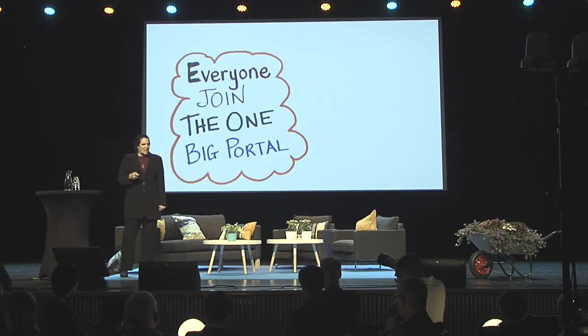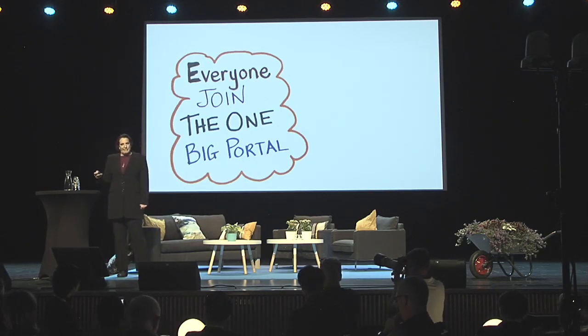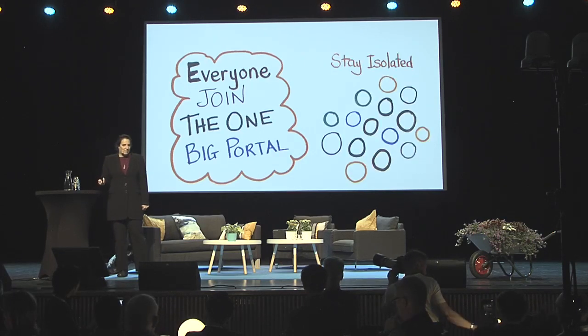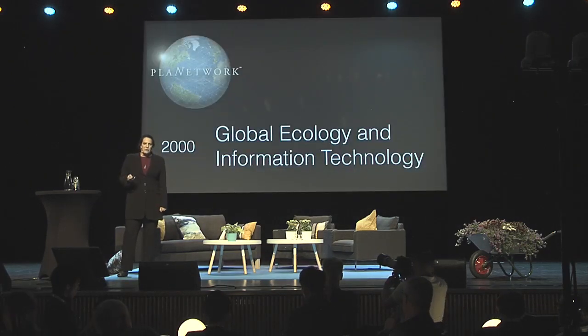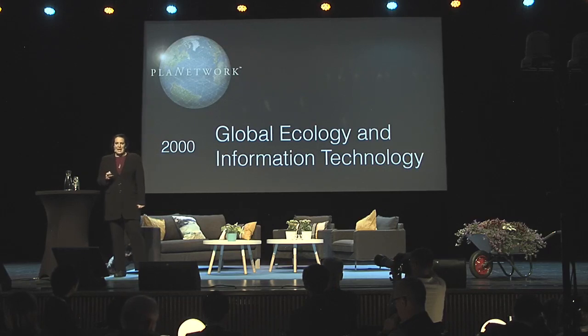One was they could create a giant portal where all of the members of all of the groups would join, but they would lose autonomy. Or they could stay isolated, do their separate things in their separate silos. Neither of these answers was satisfactory, really. In the year 2000, they convened this conference to explore potential paths, called Global Ecology and Information Technology. And out of that came a group that met for 18 months called the Link Tank.